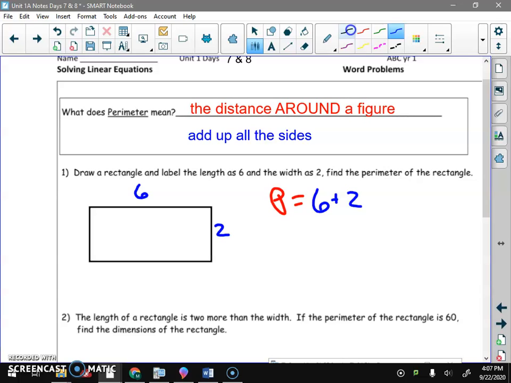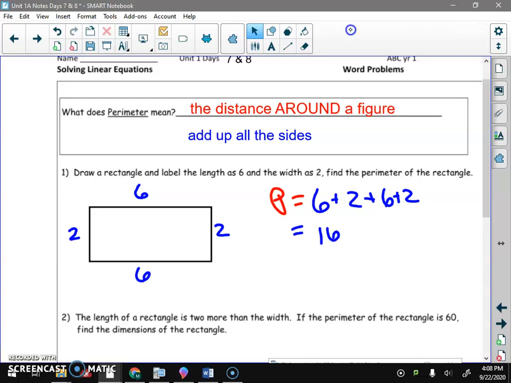Am I done? Actually, I'm not. I've only done 2 of the 4 sides. So what do I need down here? Another 6, another 2, plus 6, plus 2. Either in your head or use your calculator. The perimeter of that rectangle is 16. Now that's a pretty easy one because it's all numbers.